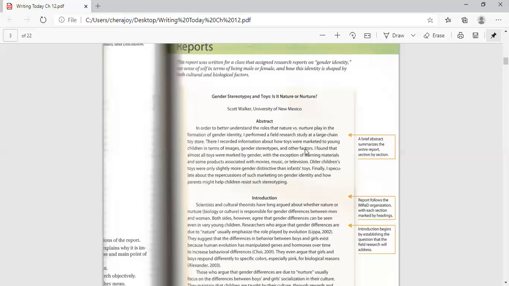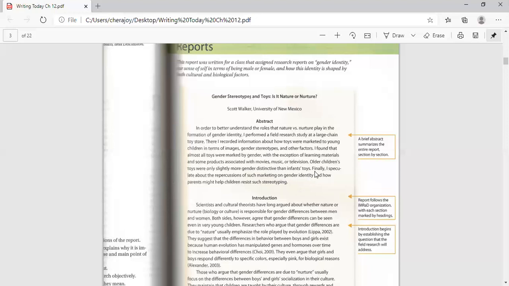I found that almost all toys were marked by gender, with the exception of learning materials and some products associated with movies, music, or television. So, older toys were only slightly more gender distinctive than infants' toys. These 2 sentences right here have to do with what he found and why this is important. The final section is summarized in this sentence.